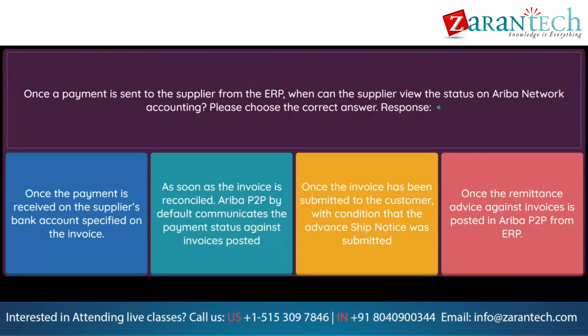Question: once a payment is sent to the supplier from the ERP, when can the supplier view the status on Ariba Network Accounting? Please choose the correct answer. Response: Option 1, once the payment is received on the supplier's bank account specified on the invoice. Option 2, as soon as the invoice is reconciled. Ariba P2P by default communicates the payment status against invoices posted. Option 3, once the invoice has been submitted to the customer, with condition that the advance ship notice was submitted. Option 4, once the remittance advice against invoices is posted in Ariba P2P from ERP.